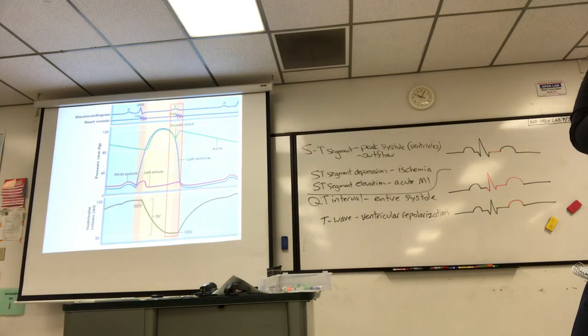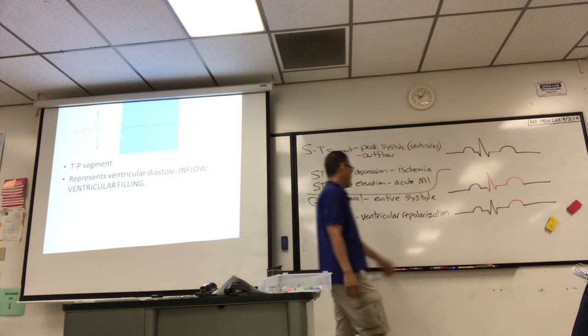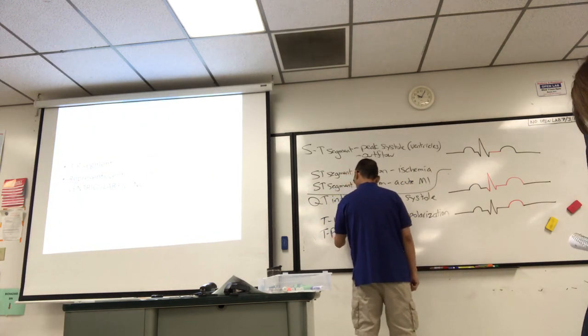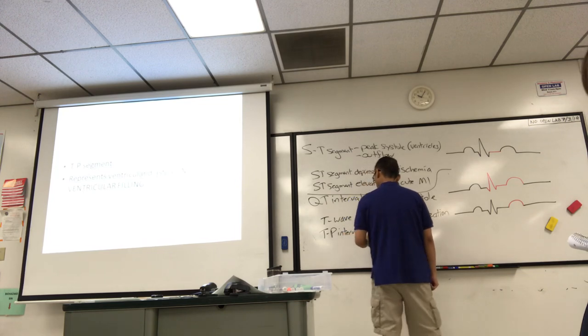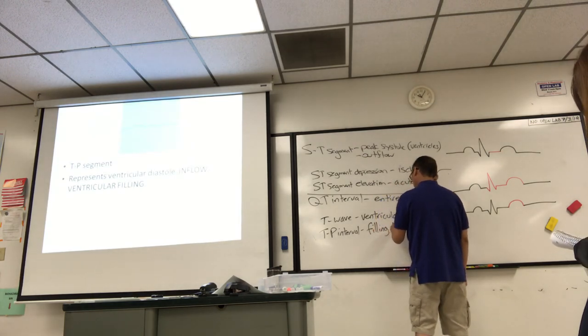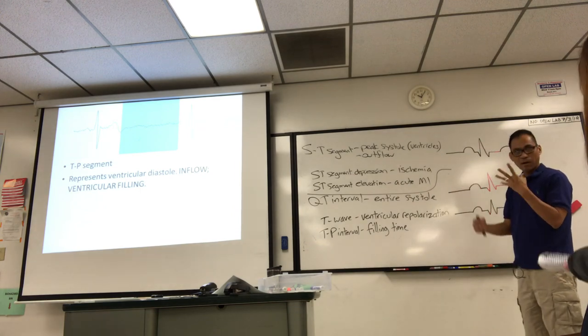A couple other things that we measure. In the lab, you'll measure what's called the TP segment. That's simply from the end of one T to the beginning of the next P. Basically, you're filling for the next cardiac cycle. Okay, so that represents ventricular filling. TP interval. I'll say filling time. And if you're exercising, that time decreases because the heart's beating faster.